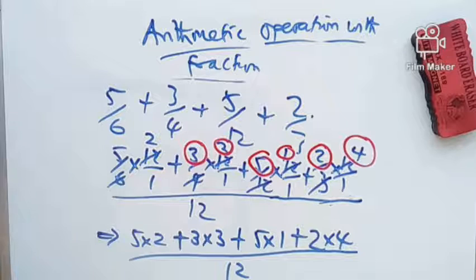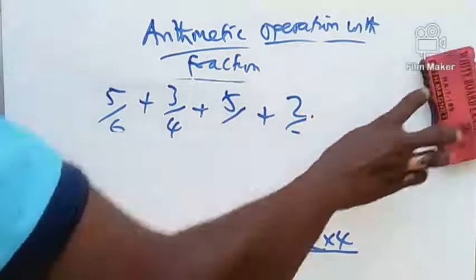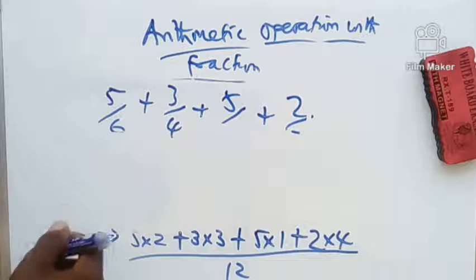Now let's continue with this. What's the next stage? The next stage is to do what? We simplify further. To simplify this further, we are going to multiply out the numbers.